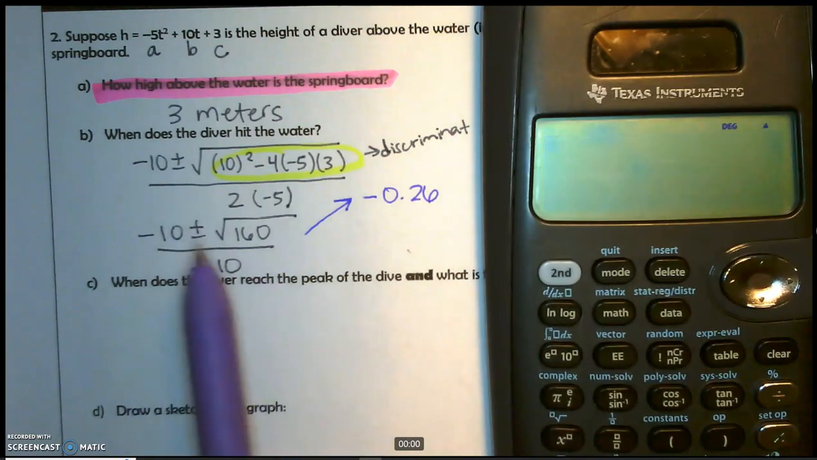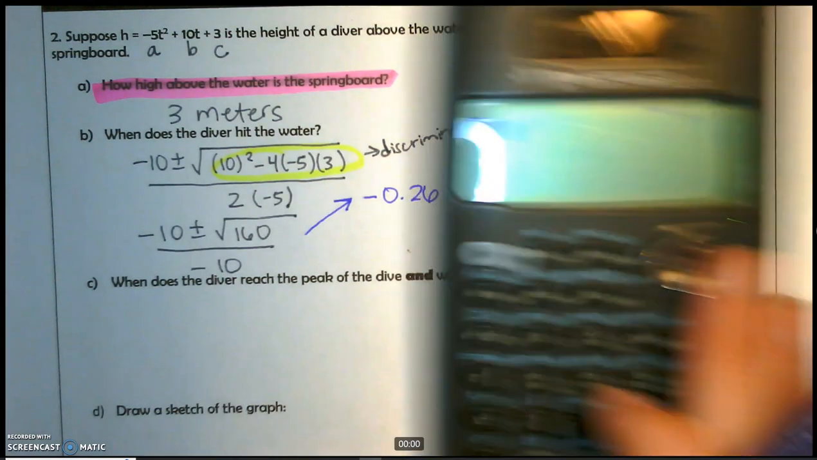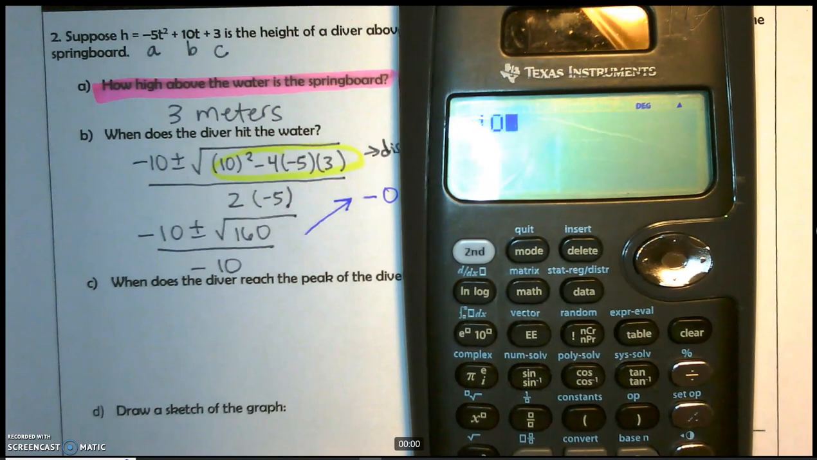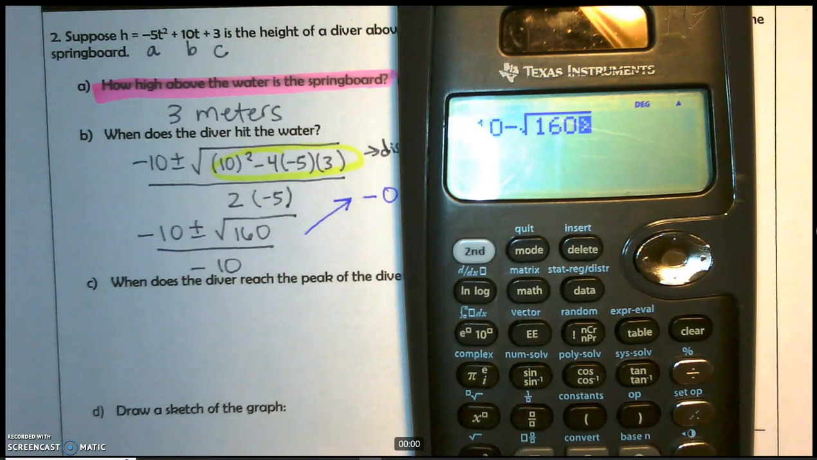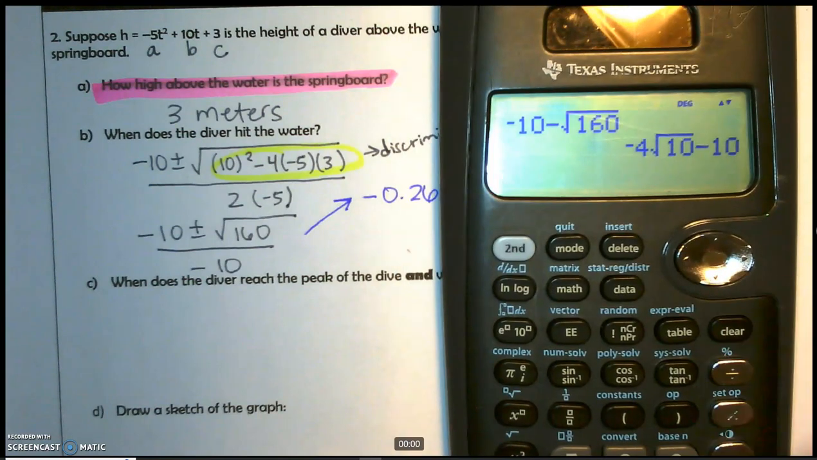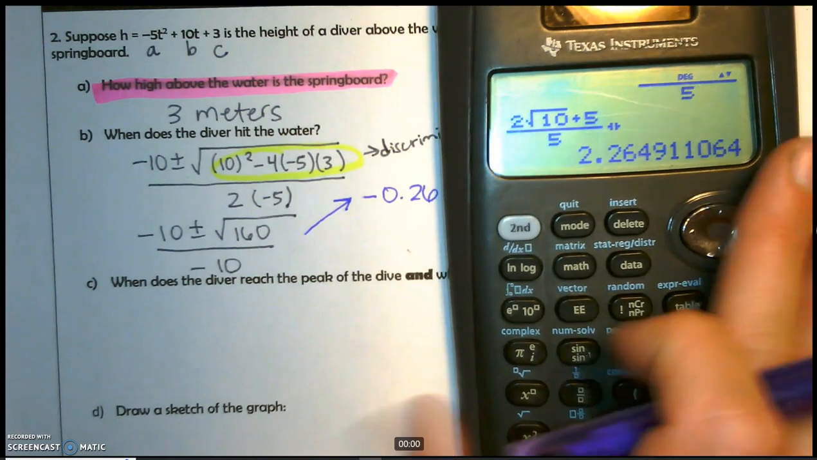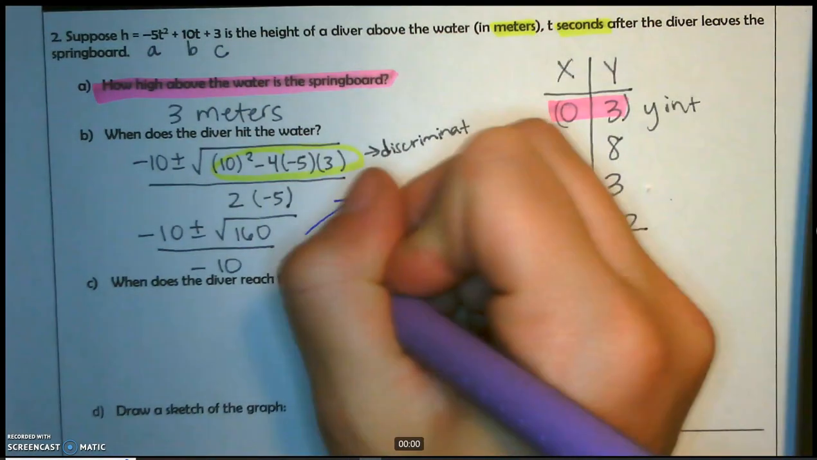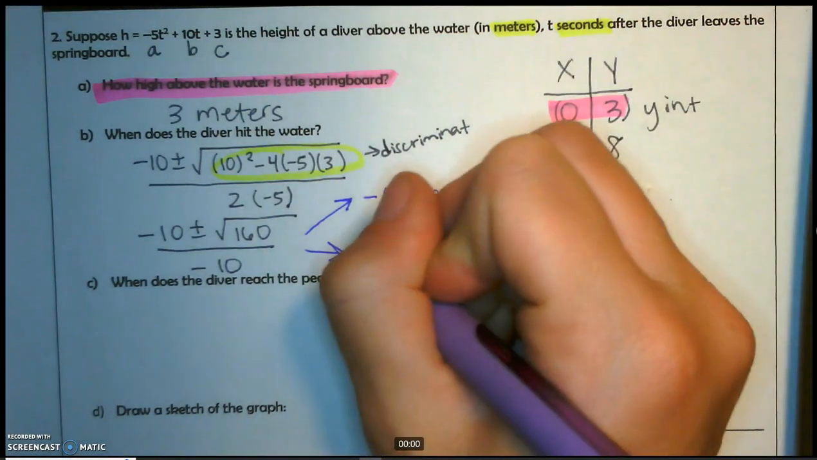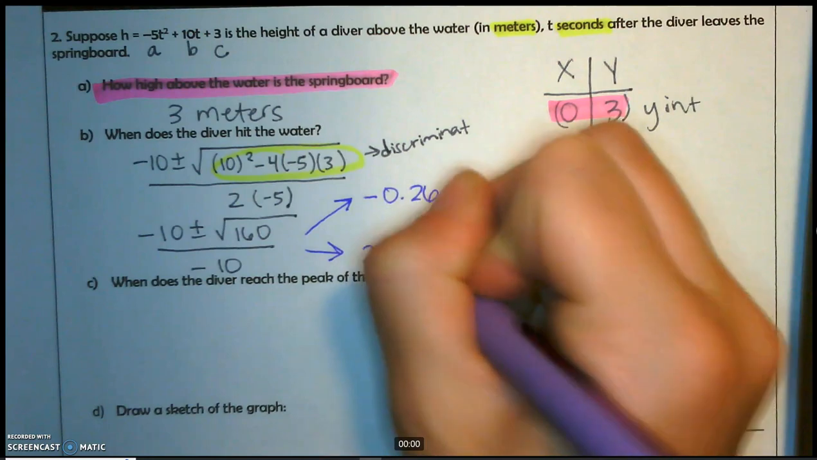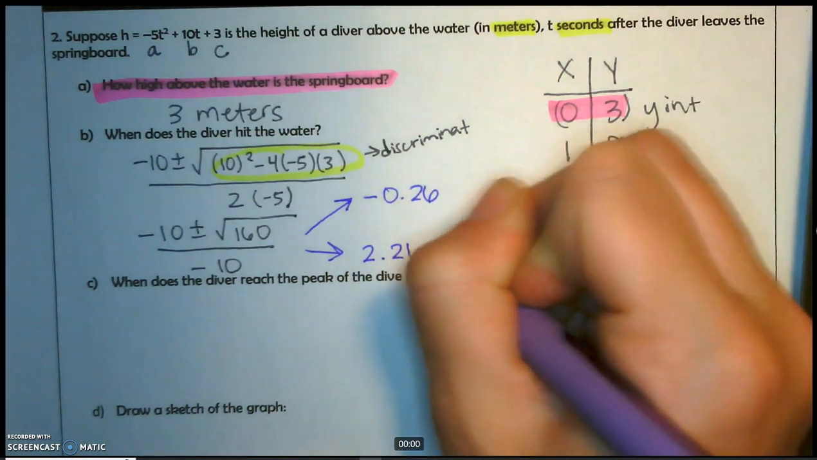Next, let's take a look at when we have the subtraction sign in between. So we have negative 10 minus the square root of 160. Go ahead and press enter now. Then we can divide that by negative 10. Go ahead and turn that into a decimal. And it looks like one of our x-intercepts is at 2.26 seconds.